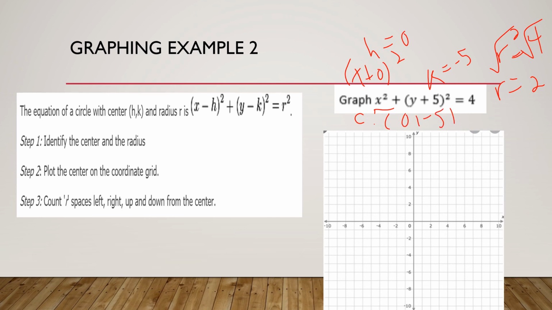We are going to plot 0, -5, and then we're going to count out 2 spaces in every direction. So 2 up, 2 to the right, 2 down, 2 to the left, and then we can connect our circle.